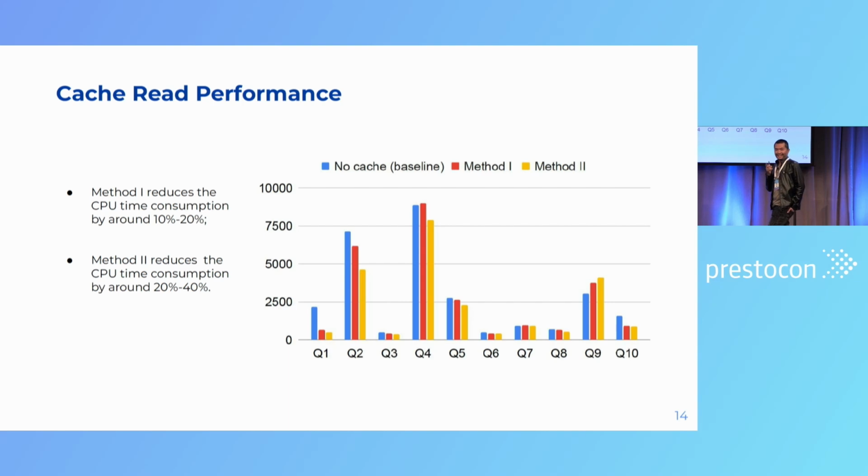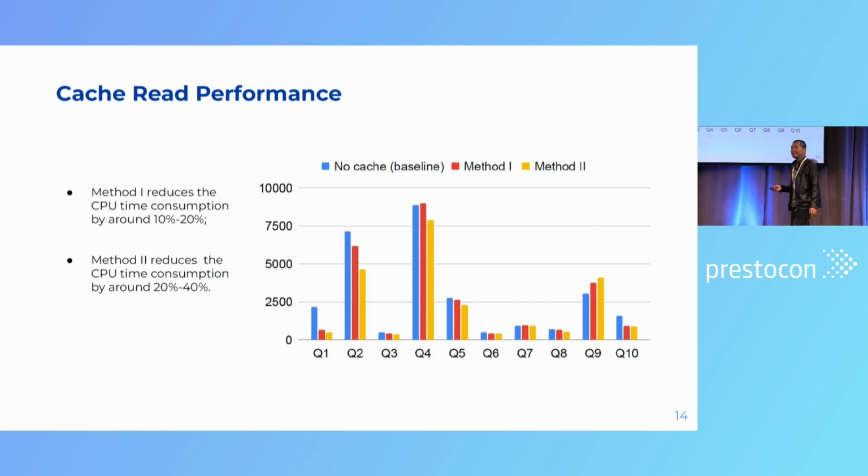Yes, the next one is our benefit. We are seeing the latency decrease because we are hitting the cache. We are loading the data from the cache, and the cache is much faster, and it might be more convenient for Presto to consume.